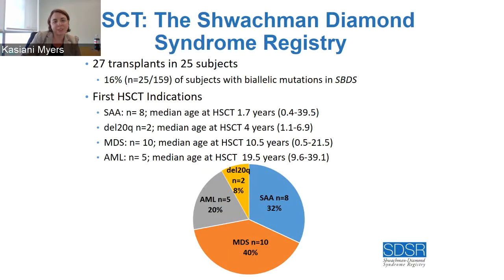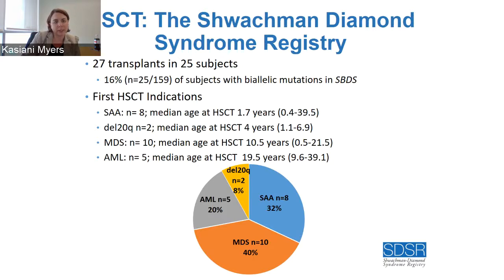So we looked at the registry experience for transplant with Shwachman-Diamond syndrome, and we found 25 subjects had 27 transplants in the SDS registry, and this is 16% of our 159 subjects who have biallelic mutations in SBDS. No patients with genetically undefined Shwachman-Diamond syndrome or mutations in SRP54, DNAJC21, or EFL1 had a need for a stem cell transplant in the registry.